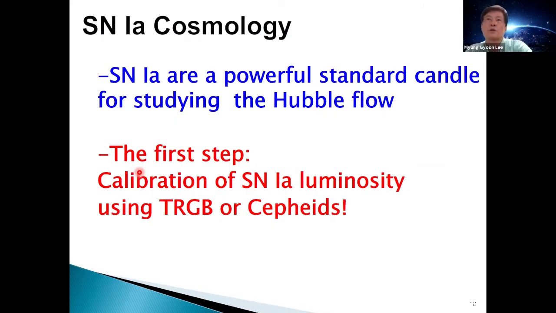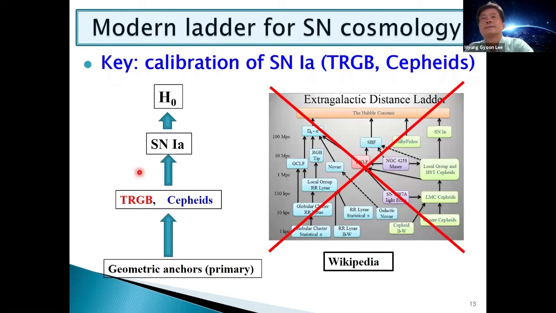Type Ia supernovae are a very powerful standard candle for studying the Hubble flow. The first step in supernova cosmology is calibration of the Type Ia supernova luminosity using precise distance indicators like TRGB or Cepheids. So this is a modern ladder for supernova cosmology.